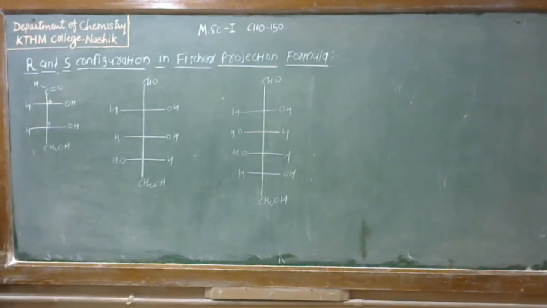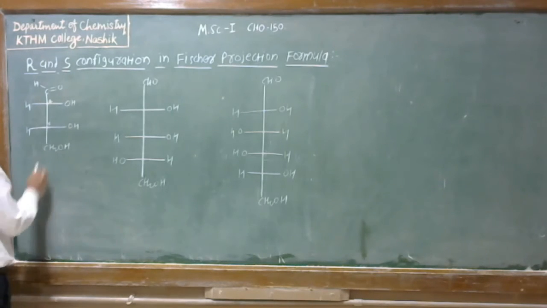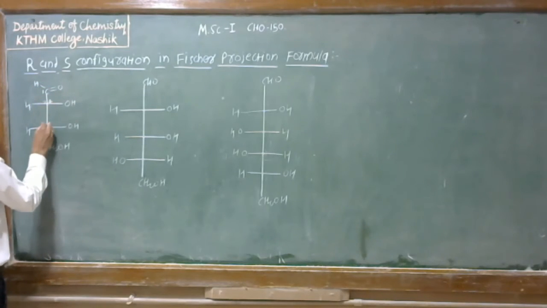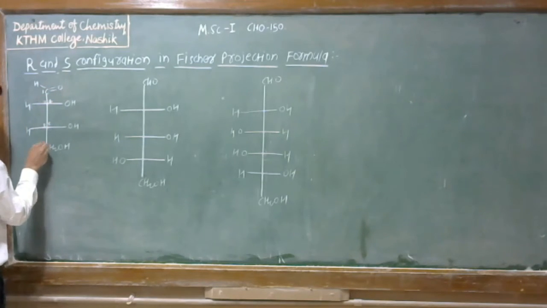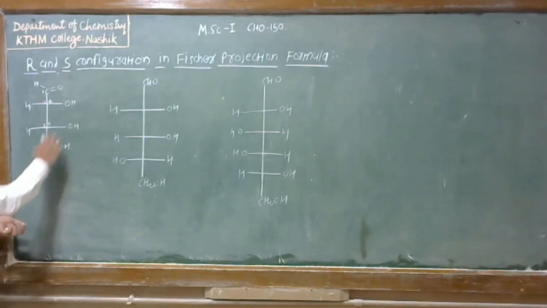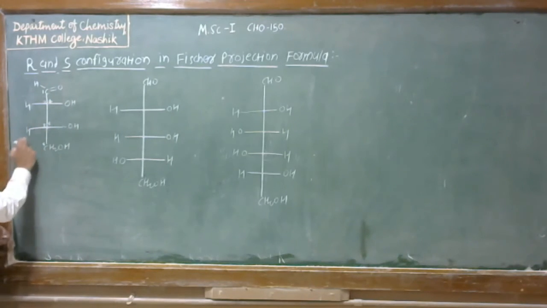Now let us first give the naming to this carbon atom. So this is first carbon atom, this is second carbon atom, this is third carbon atom, and this is fourth carbon atom. Now we have to identify first which are the chiral carbon atoms. See, this carbon number 2 has 4 different groups. This is 1, this is 2, this is 3, and this is 4. Therefore, this is a chiral carbon atom. This carbon atom 3 has 4 different groups. This is 1, this is 2, this is 3, and this is 4. Therefore, this is the second chiral carbon atom.